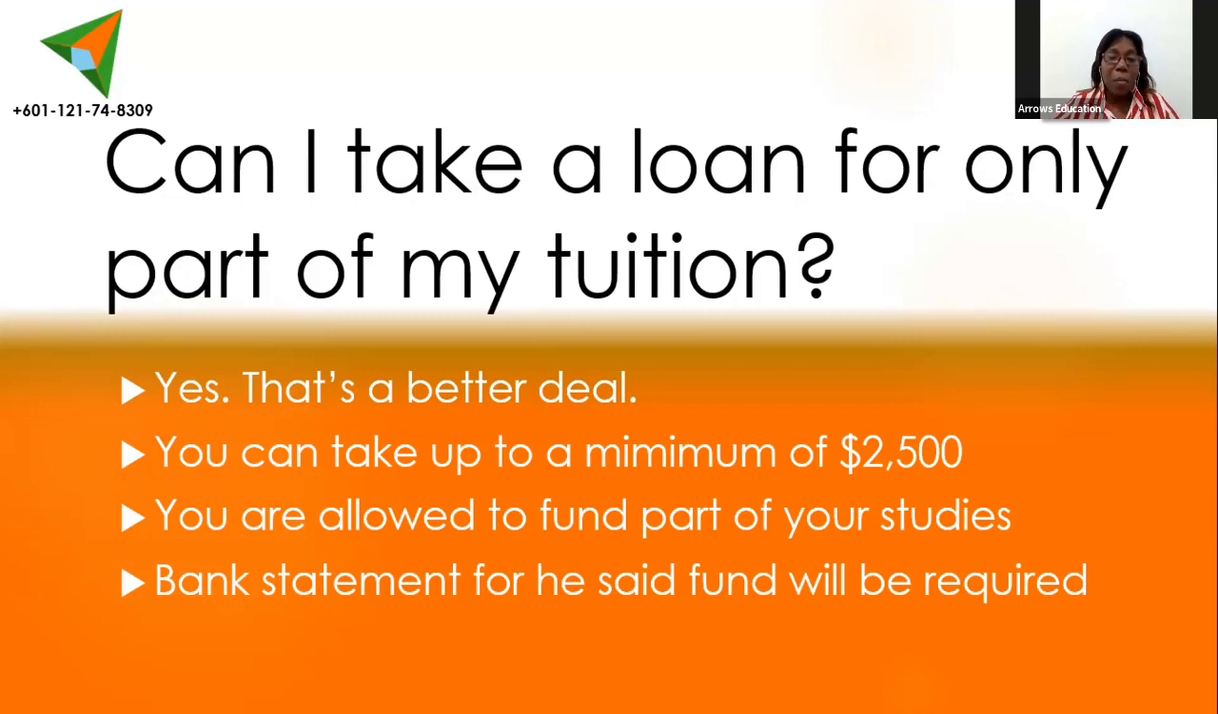You are allowed to fund part of your study by yourself, like I've mentioned. A bank statement for the said fund will be required too when you are making application. So let's say you want to fund the living expense part of your study, and your tuition is say $10,000 and your living expense is $8,000. You are going to get a loan letter to cover your tuition, which is $10,000, but you are going to have to provide bank statements to cover the remaining part, which is your living expense. So your bank statement will have to show the $8,000.